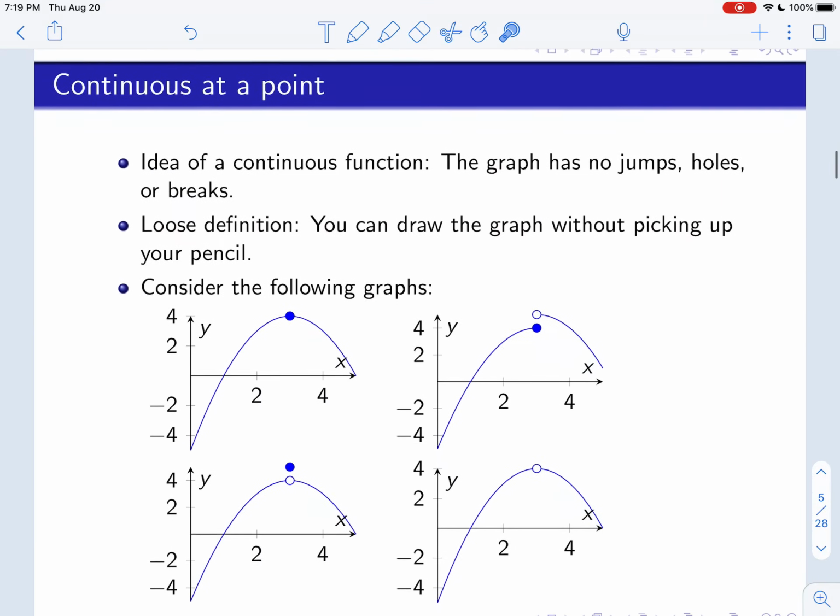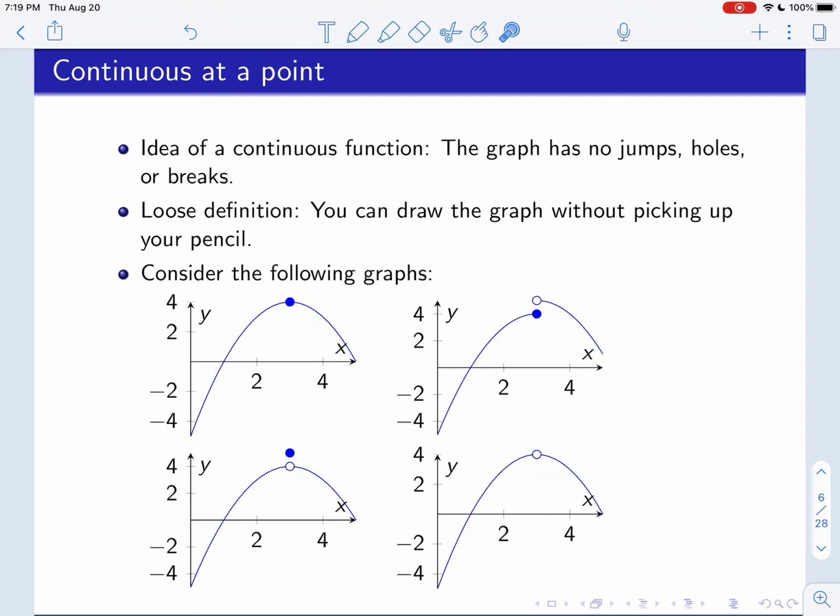So a lot of people meet the idea of a continuous function as something that you can draw without picking up your pencil, or something that doesn't have any jumps or holes or breaks in it. And that's a pretty good definition to keep in your head. It misses some subtleties, but as a starting point, it's pretty good.